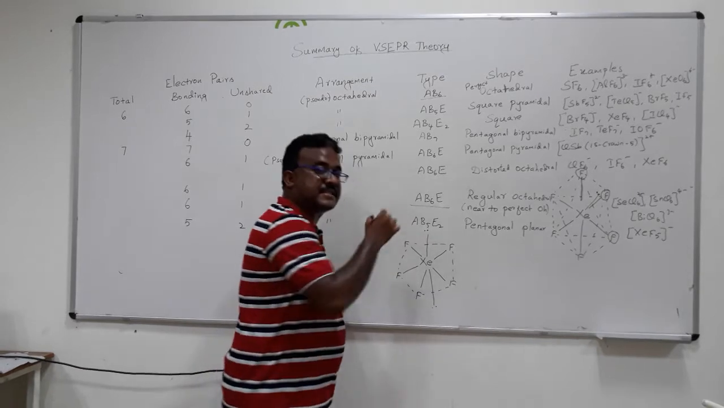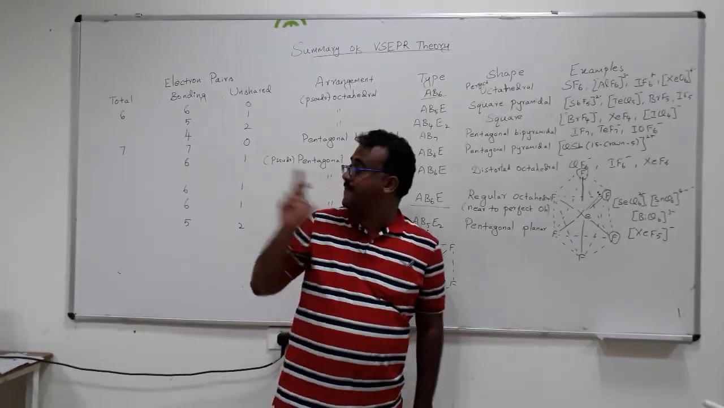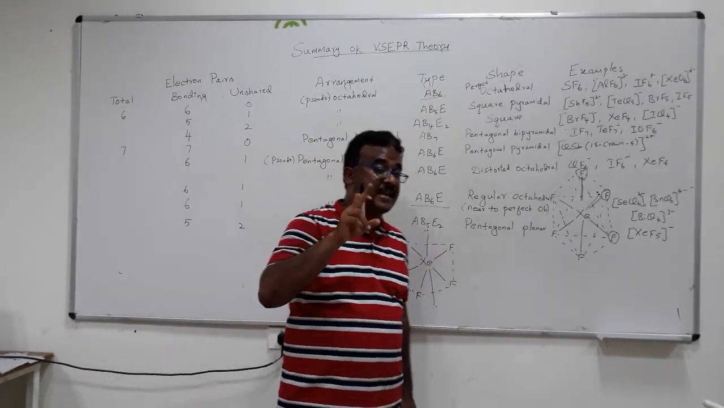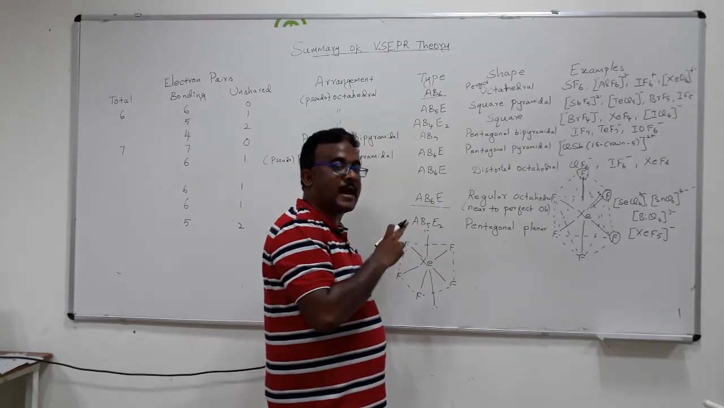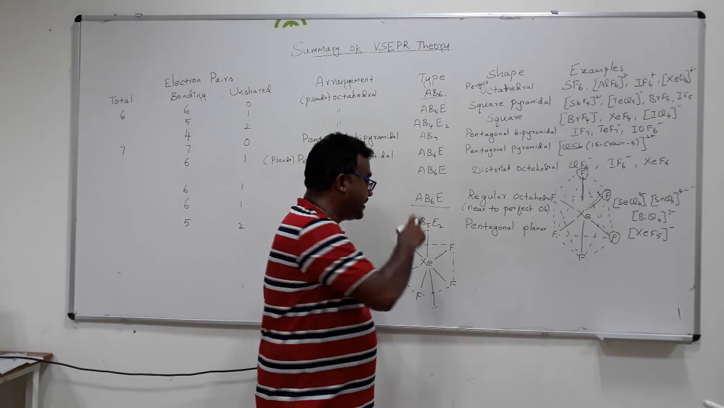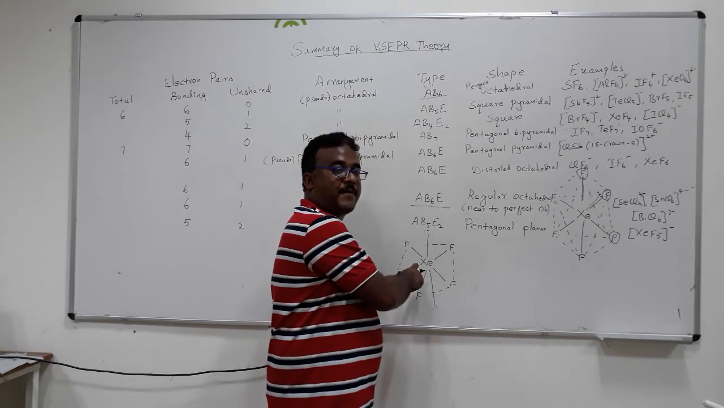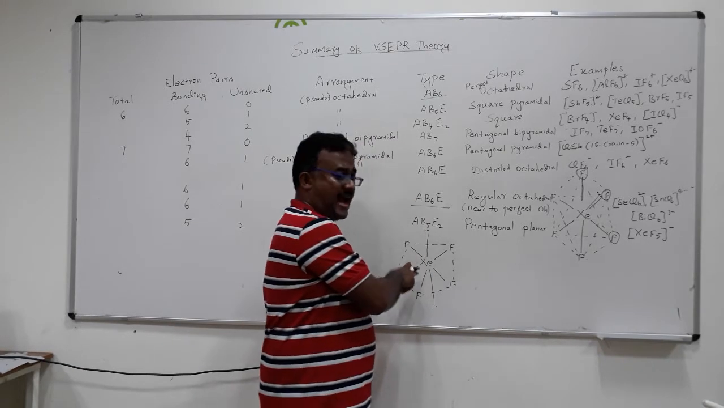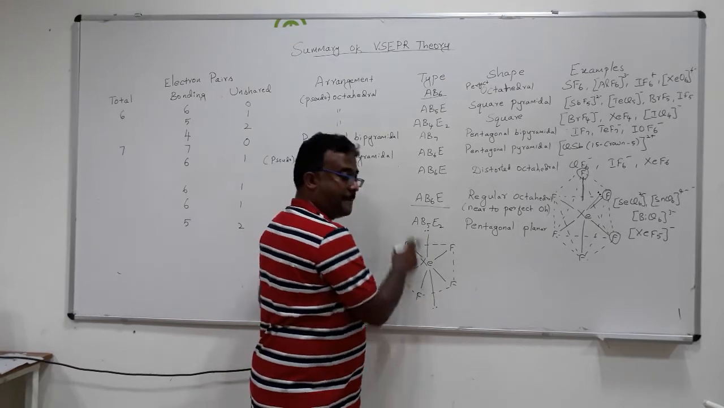When you saw the system with 5 electron pairs, there we saw one more pentagonal planar, but it does not have any lone pair. But this one, again the shape of the molecule is pentagonal planar, but it has 2 lone pairs.